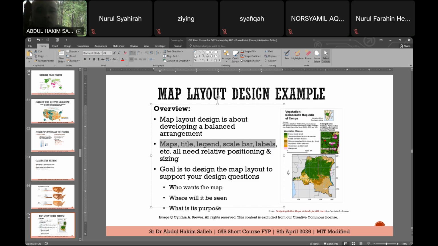The goal is to design the map layout to support your design questions. Who wants the map? Again, I've mentioned this before. Where will it be seen? What is the purpose of the map?